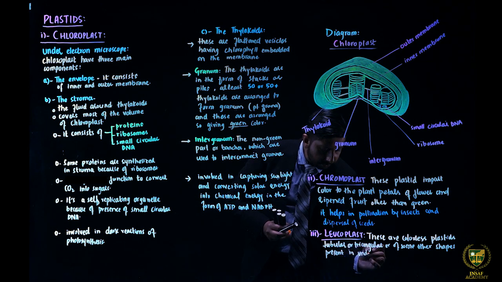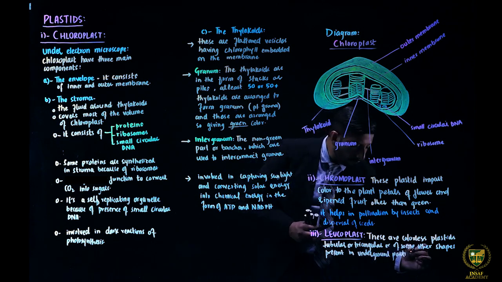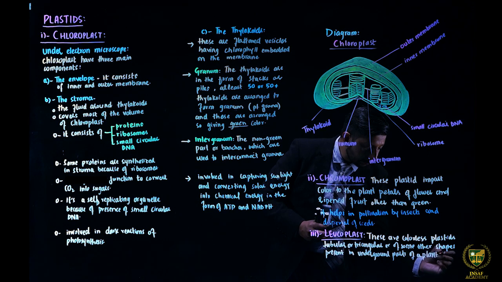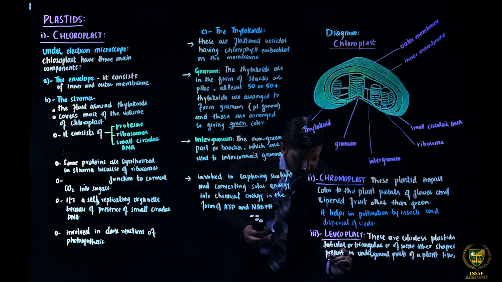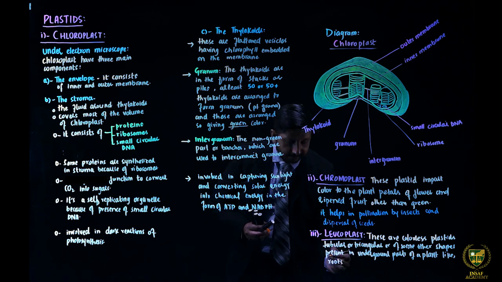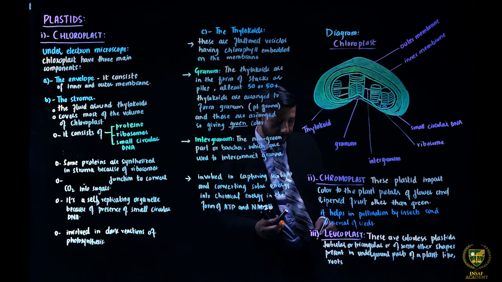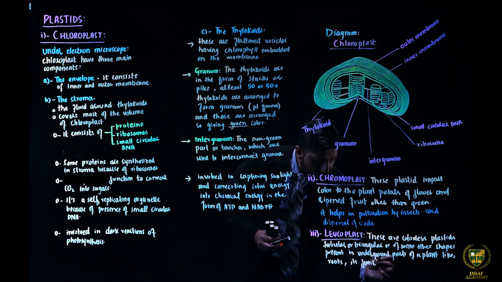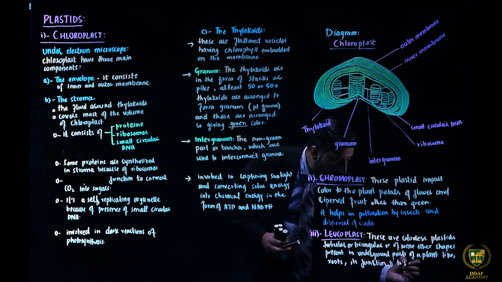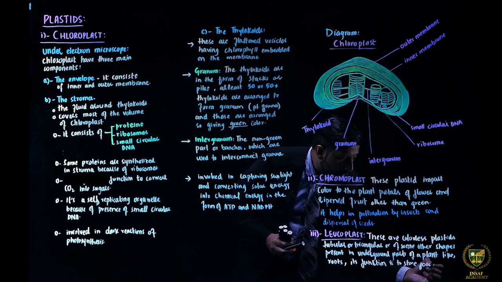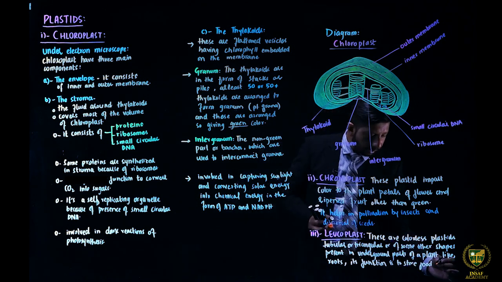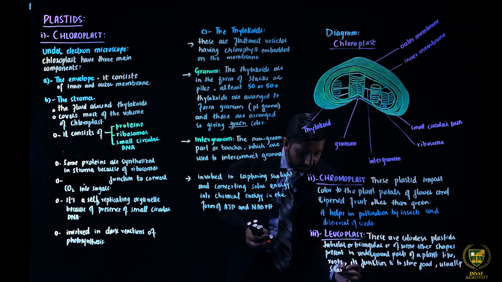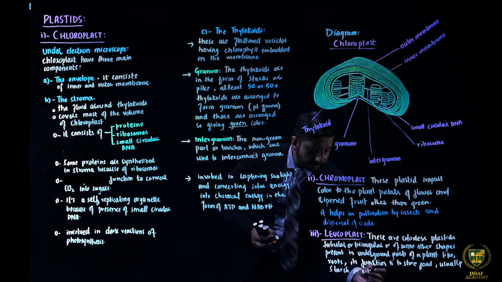in underground parts of a plant, like the roots. Clear? Like the roots, तो वहाँ पर ये मौजूद होते हैं। And its function is to store food. Clear? फूड को स्टोर करते हैं, and that is usually starch or oils. Clear?